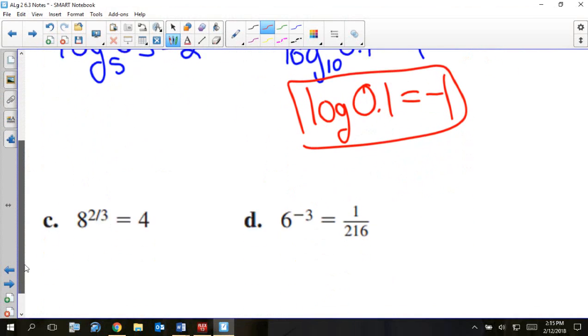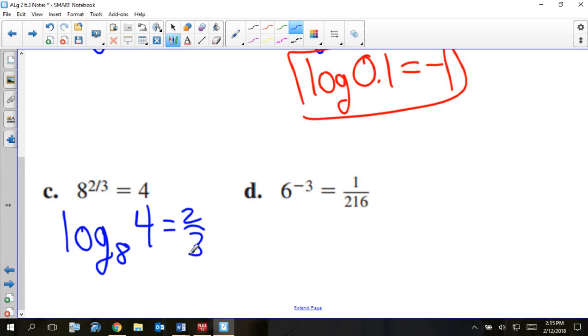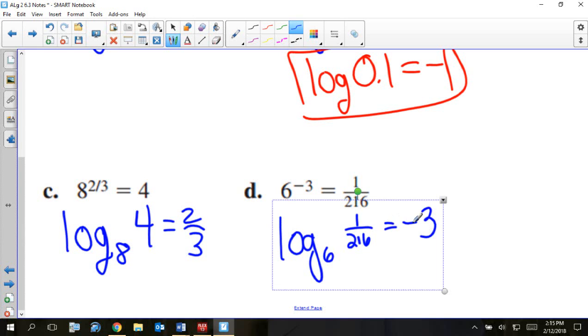Okay, next. C: log, what base, of something equals 2/3. D: log, what base, 6 of 1/216 equals -3. So let's just rewrite it.